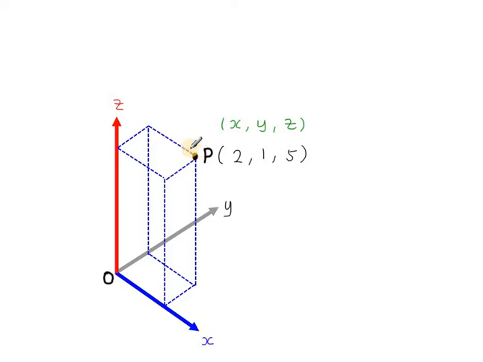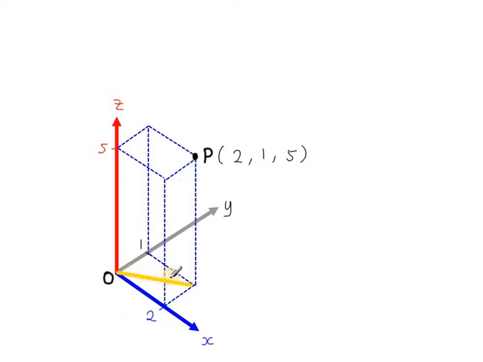And now we can tell that when x is 2, so along the x-axis here, this will be 2. Y is 1, so along the y-axis, right there, y is 1. And along the z-axis, there, z is 5. We're looking for the length of this green line, OP.